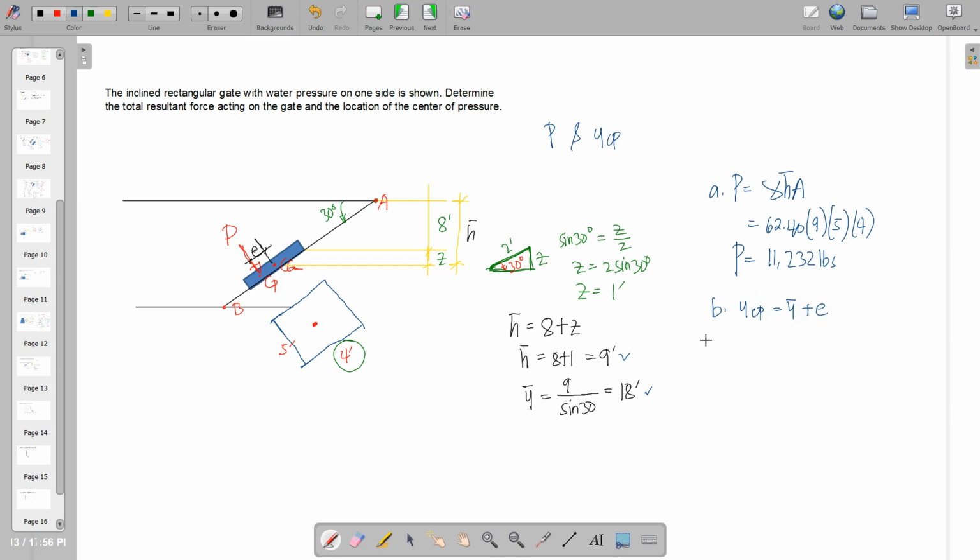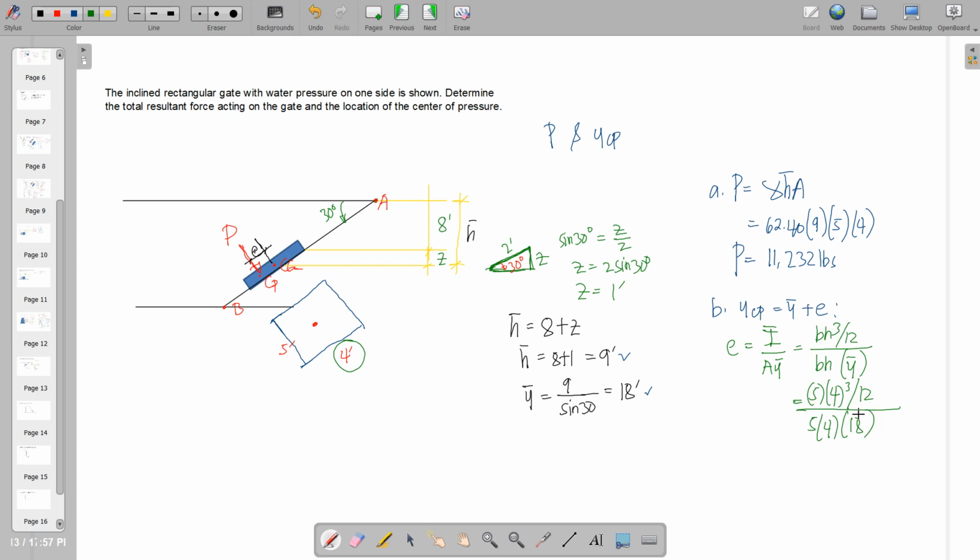Letter B, we have the location, of course, that refers to YCP, and YCP is, as usual, y bar plus E. And then again, we need to compute for E, given by the formula I bar all over A y bar. So we substitute b h cubed all over 12 for a rectangle, times base times height times the computed y bar. So we substitute the values. The base here is actually 5, and the height is 4, cubed all over 12. We have 5 by 4. The computed y bar is 18 feet.